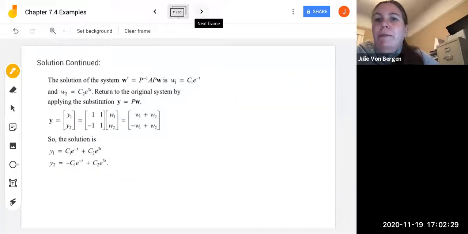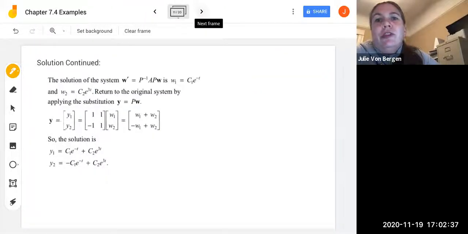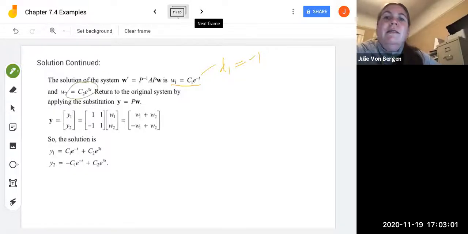All right, so we ended up here with our P inverse AP matrix, our diagonal matrix. And so we're going to use that now. So the solution of the system W prime, which is P inverse APW, is W1 equals C1 e to the -t. That's because our first eigenvalue lambda 1 here was -1. And then our second eigenvalue is 3. So our second solution here is C2 e to the 3t because lambda 2 is 3.